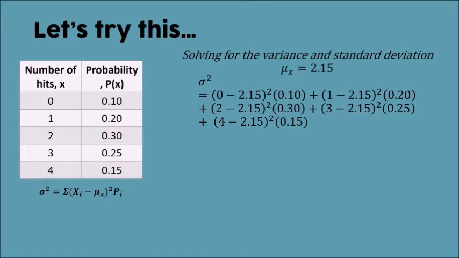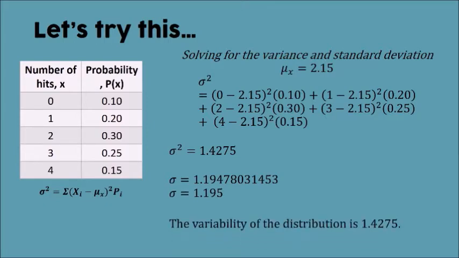until you reach the end of the probability distribution. Now enter these values into a calculator and we get 1.4275, which is the variance. On the other hand, in order to get the standard deviation, just simply get the square root of this value. From this, we get this value, or when rounded off, we get 1.195 as our standard deviation. Now basing from the variance, the variability of this distribution is 1.4275.